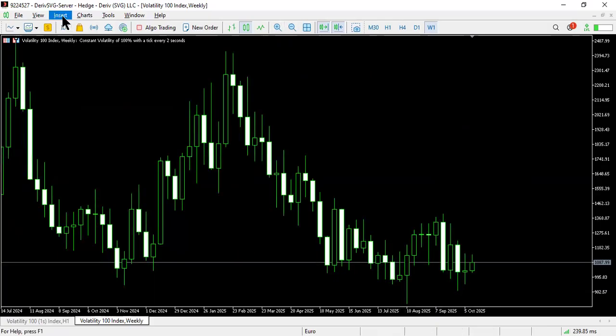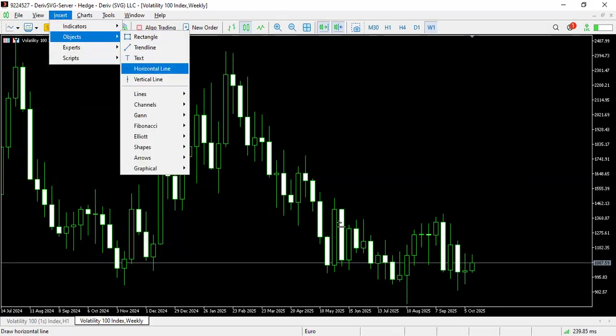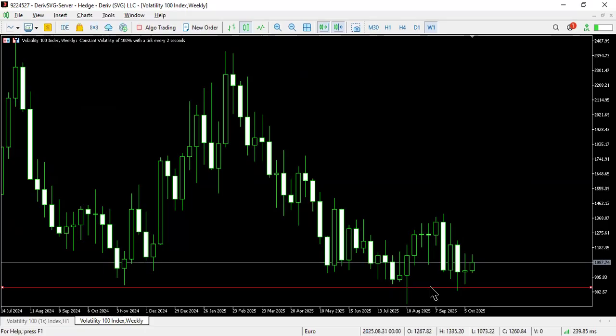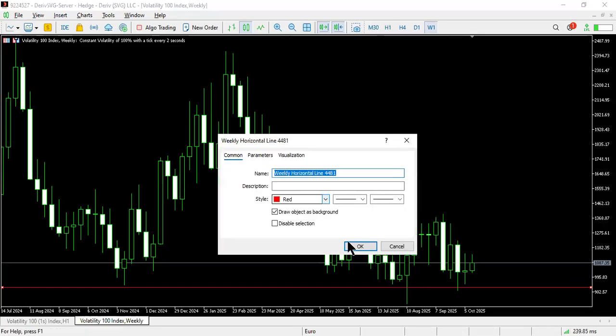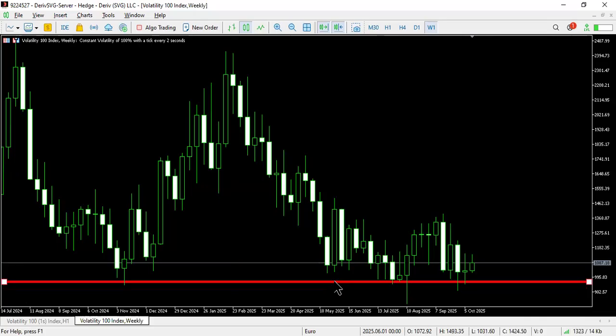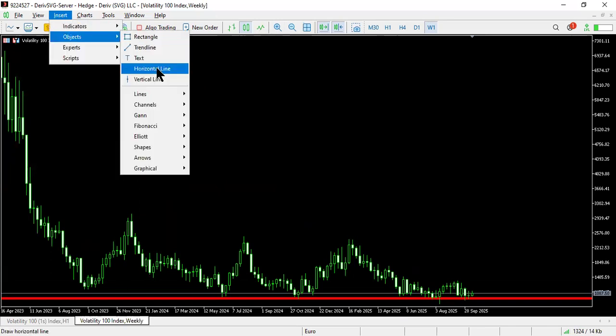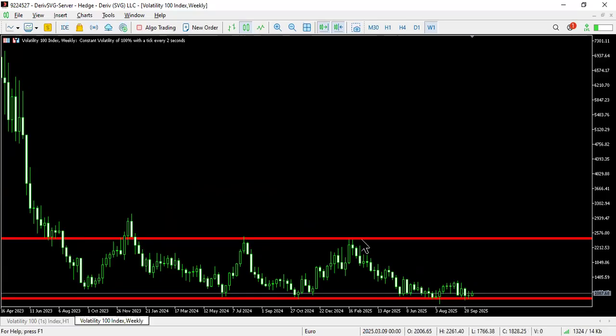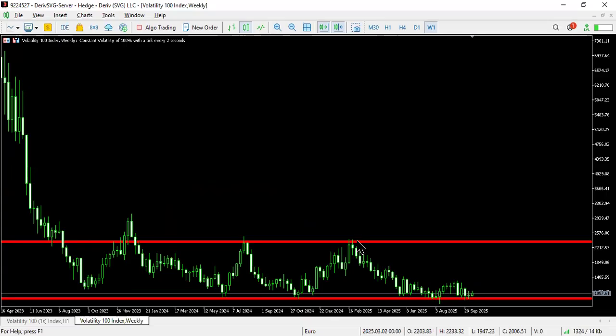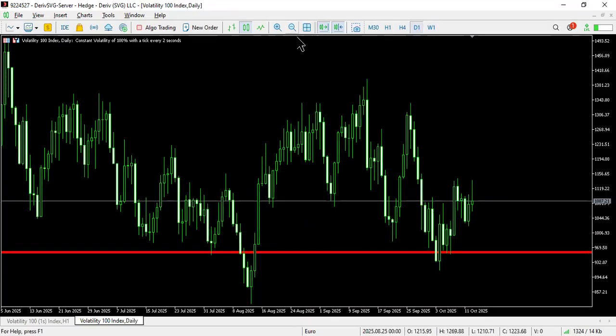So from the weekly time frame, we can see that price is at this demand level. That's our demand level. And then up here, we have our supply zone. So that is our supply zone.